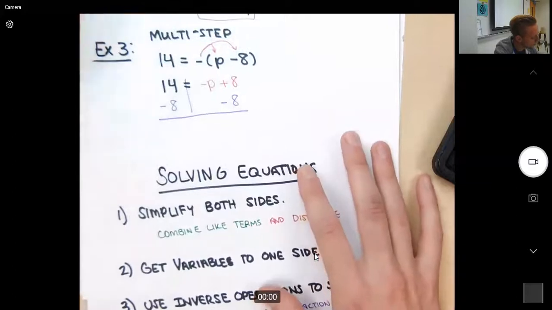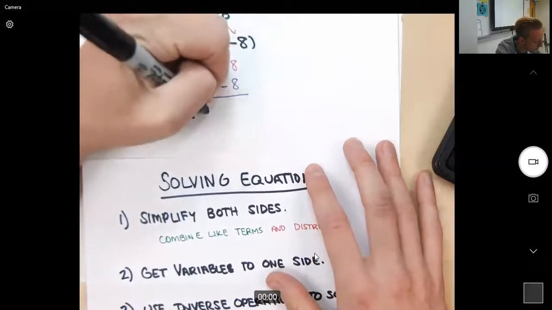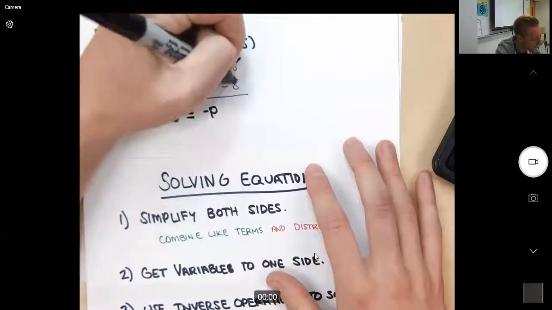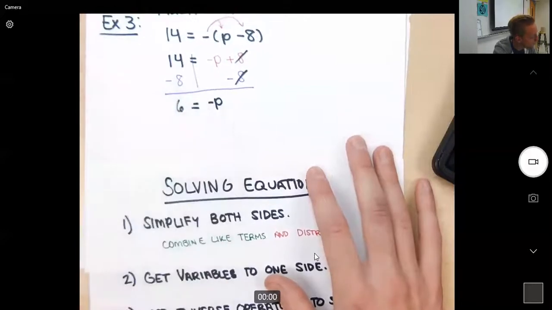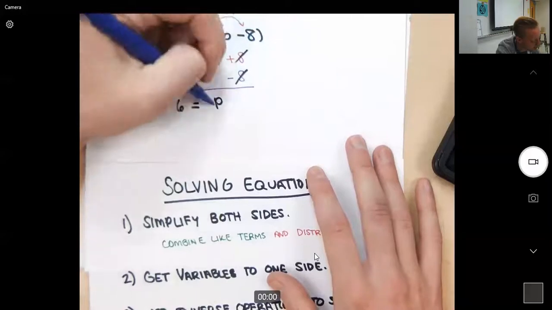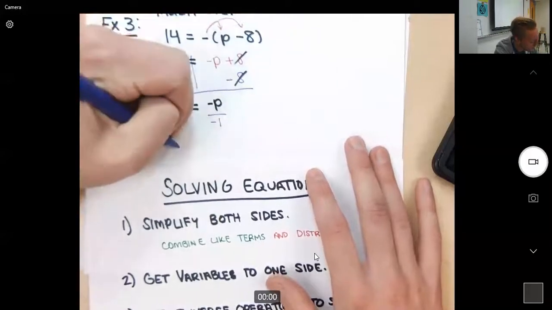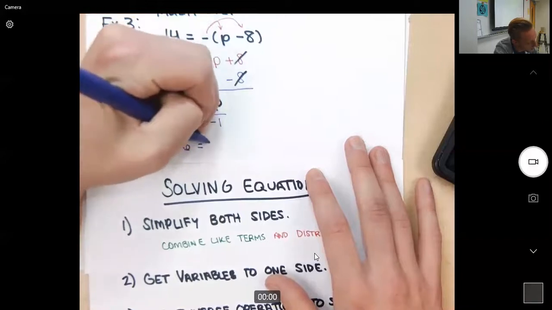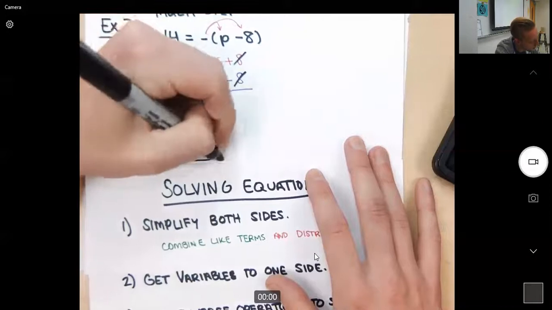And we get 14 minus 8 is 6, is equal to negative p. 8 minus 8 will go to 0. Now, when we have this negative p here, it's pretty easy to handle. What we're going to do, this is just like multiplying by negative 1. So let's divide by negative 1 and get negative 6 is equal to p. So negative 6 is equal to p.